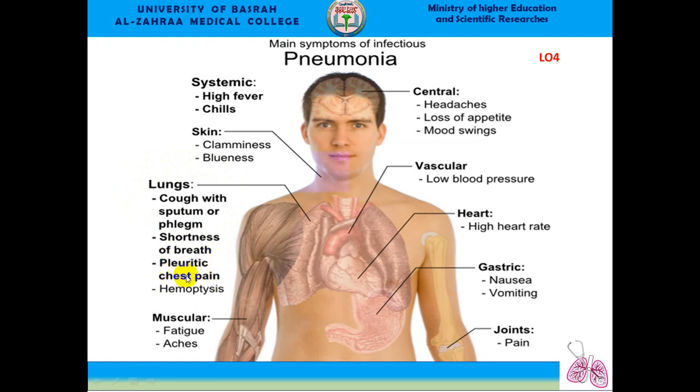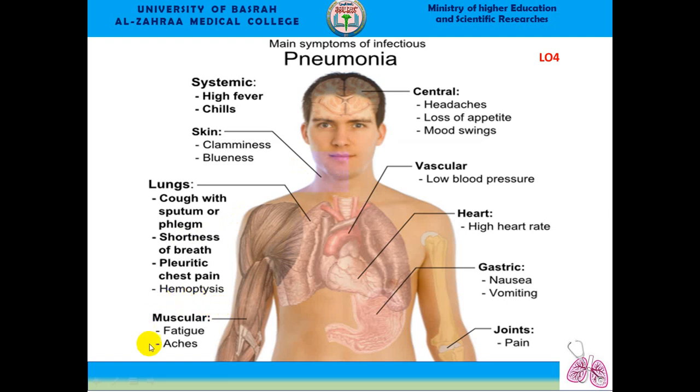Pleuritic chest pain, and by pleuritic chest pain we mean a stabbing pain like a knife in the lateral aspect of the wall when the patient takes deep breath or cough. This is called pleuritic chest pain. It is very characteristic of pneumonia, especially lobar pneumonia. And sometimes the patient might cough blood in the sputum, and here we call it hemoptysis, that is coughing of blood.